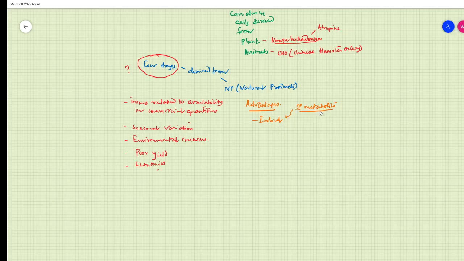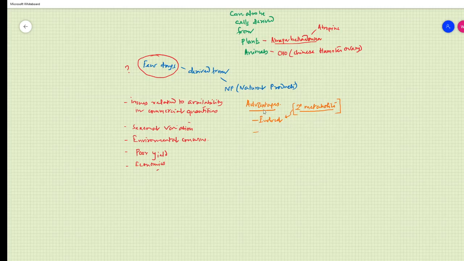That secondary metabolite should not be toxic to the organism itself. So evolution has given the organism the ability to separate the action of the secondary metabolite from the primary metabolic pathway. But this secondary metabolite might be absolutely toxic to another organism or another pathway. That is what we are trying to exploit.